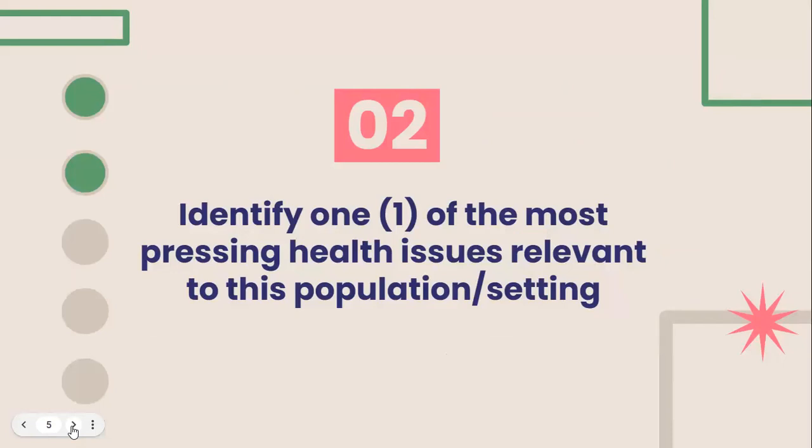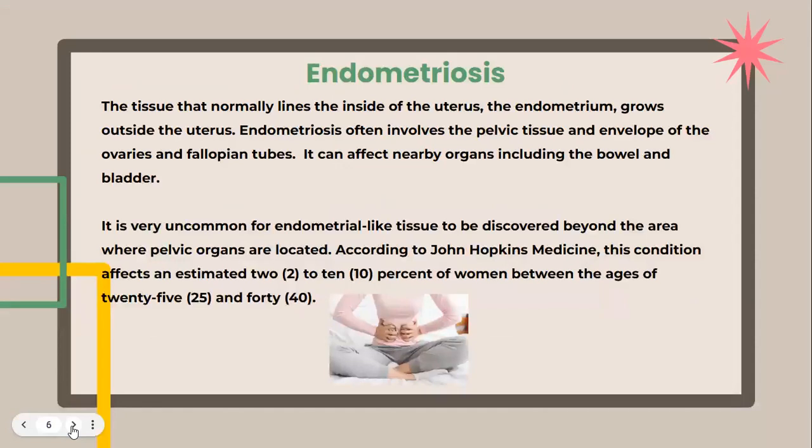Identify one of the most pressing health issues relevant to this population or setting. The present health issue is endometriosis. I will just be elaborating a bit further about it. Endometriosis is a painful disorder which occurs in women who are diagnosed with this ailment. The tissue that normally lines the inside of the uterus, the endometrium, grows outside the uterus. Endometriosis often involves the pelvic tissue and envelope of the ovaries and fallopian tubes. It can affect nearby organs, including the bowel and bladder. So during a menstrual cycle period, this tissue responds to hormone, and due to its location, frequently results in pain. It is very uncommon for endometrial-like tissue to be discovered beyond this area where the pelvic organs are located.